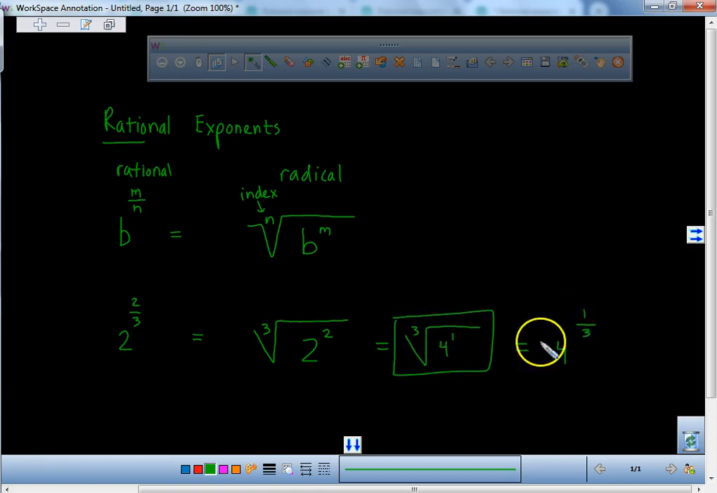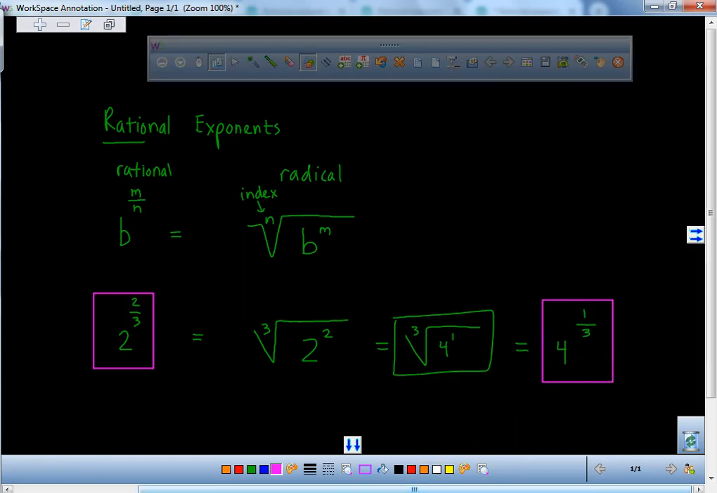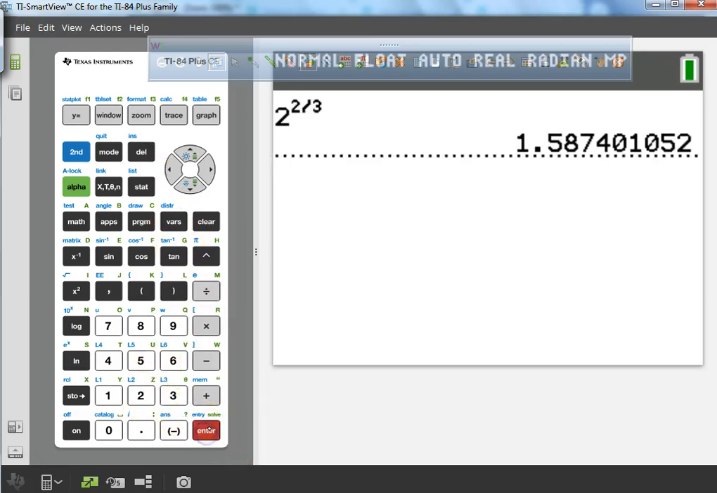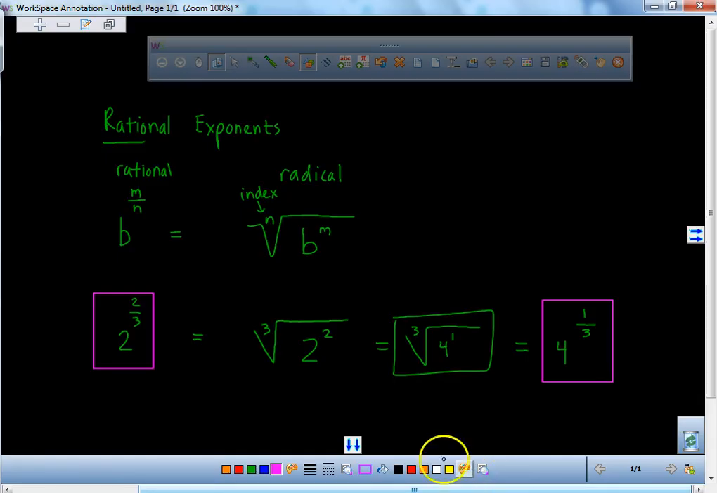1/3. So what I want you to understand is that this right here is actually equivalent to this right here. So if we go to the calculator, let me show you this. If I did 2 to the power of 2 thirds, see that decimal? If I do 4 to the power of 1/3, what do you get? You get the exact same decimal. So what does that prove to you? Hopefully that these are indeed equivalent in nature.